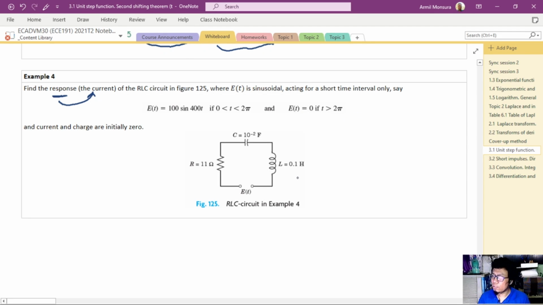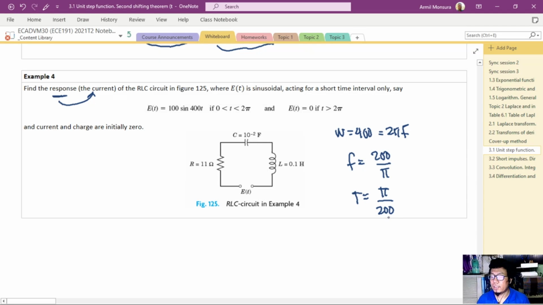Since this is 400t, no? Our angular frequency is 400, which is equal to 2 pi f. So f here is basically 200 over pi, our frequency. And our period is pi over 200.